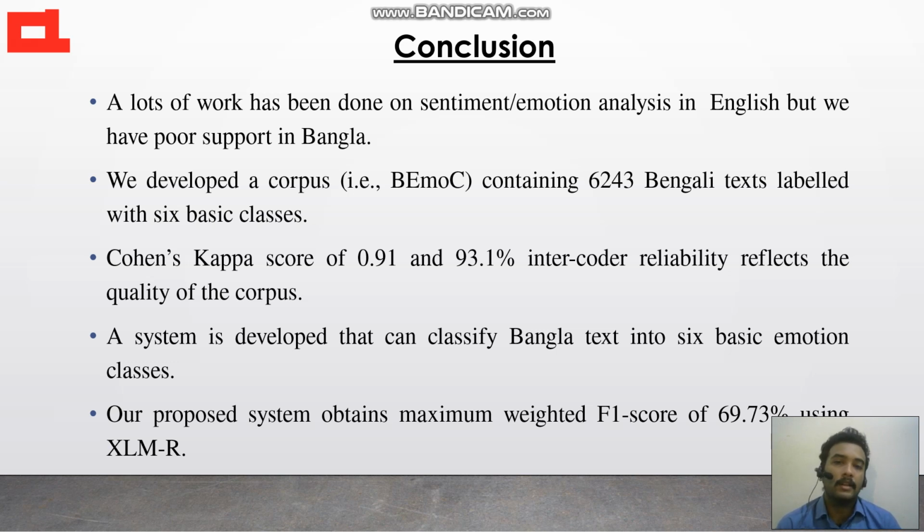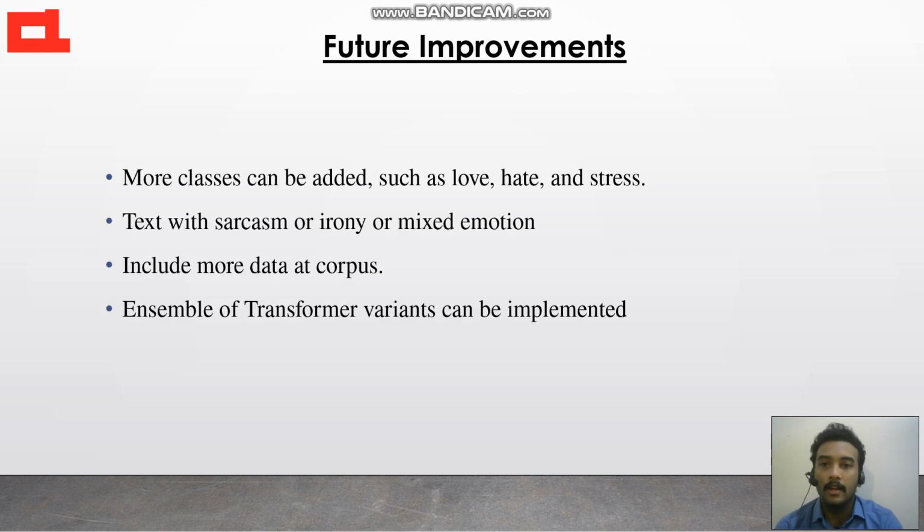A system is developed that can classify Bangla text into 6 basic emotion classes. Our proposed system obtains a maximum weighted F1 score of 69.73% using XLMR. In future, we have planned to include more classes such as love, hate, and stress. Text with sarcasm or irony or mixed emotions should also be included. We should also increase the data size by including more data in the corpus. An ensemble of transformer variants can also be implemented to compare with our current work.